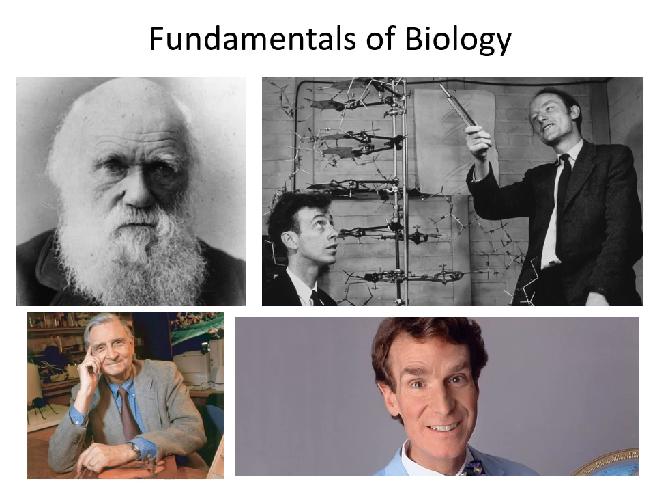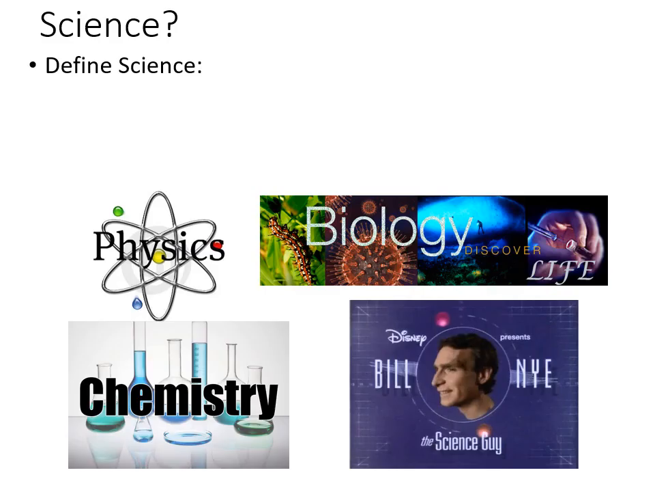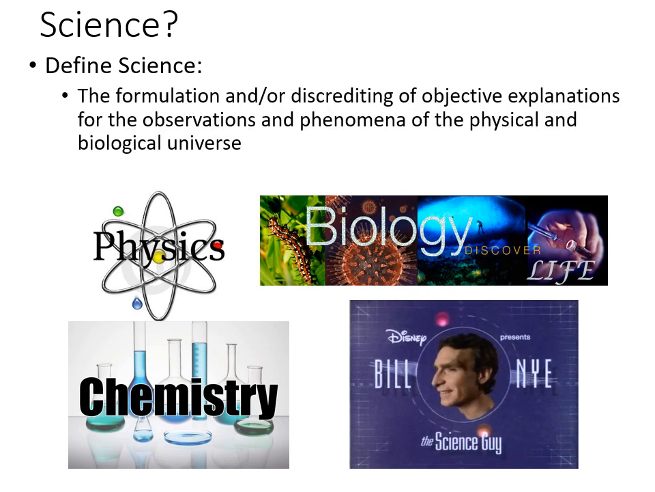We're going to go through, well, how do scientists do science, right? Well, first let's do a definition of science. And if I give you a few minutes at home to define science in your own words, what would you say? And when I do this in class, generally people talk about the scientific method. They talk about a way of thinking and organizing facts. My definition is the formulation and or discrediting of objective explanations for the observation of phenomena of the physical and biological universe.